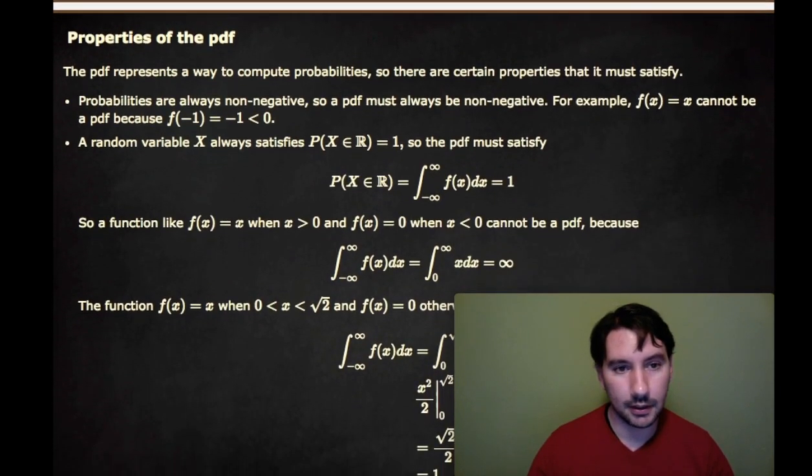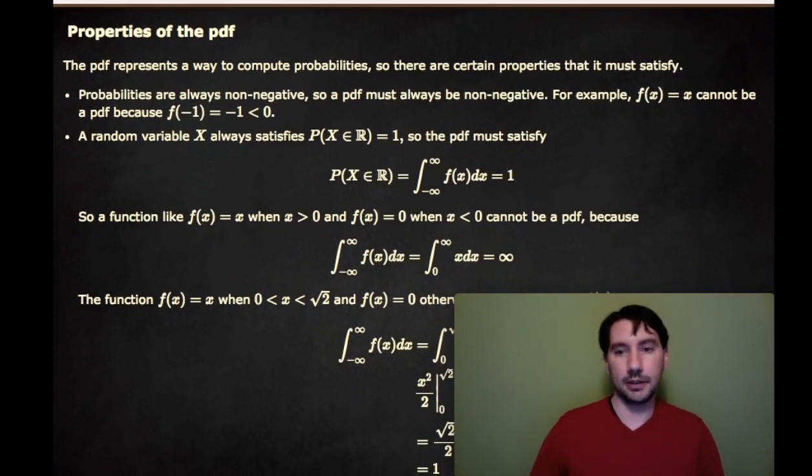Now, since the PDF represents a probability, it must satisfy certain properties. Since probability is always non-negative, a PDF must also always be non-negative. For example, f(x) = x cannot be a PDF because f(-1) would be -1, and that's less than 0.